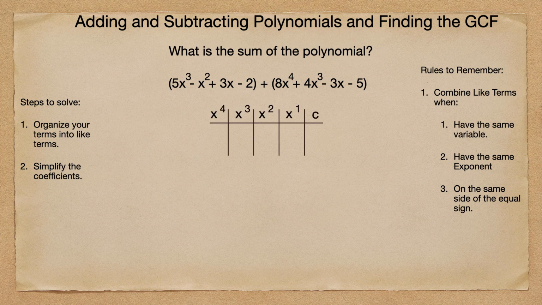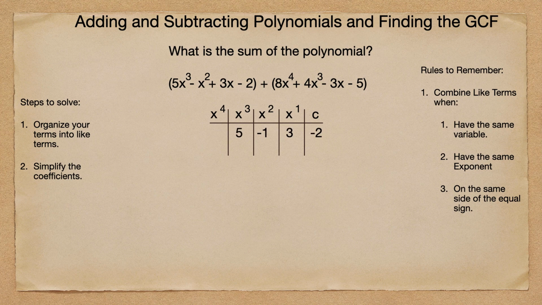As you can see, I used a modification of a t-chart. Make sure you have one column for each of the variables with its own exponent. And then we're going to start lining up our terms. Now the 5 is going to go under the x cubed. It's not going to go under the x fourth. So remember that and bring down your other terms.